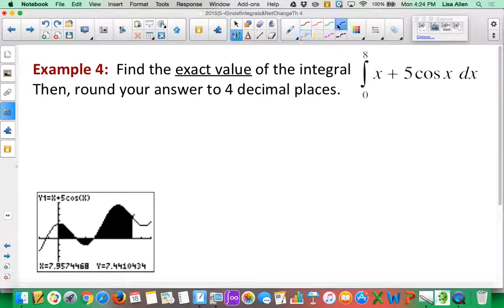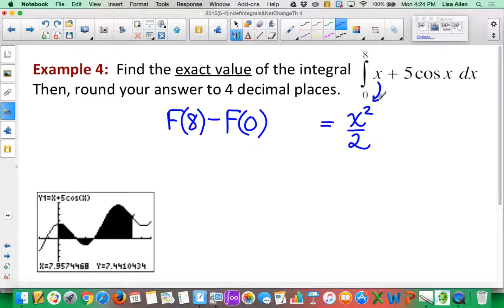Now I could say remember, we're going to integrate, we're going to find the antiderivative evaluated at 8, and then we're going to subtract the antiderivative evaluated at 0. So we begin. We have x squared over 2. The antiderivative of x is x squared over 2, plus, then we have 5 times the antiderivative of cosine. The antiderivative of cosine is positive sine. And then our arbitrary plus c constant.